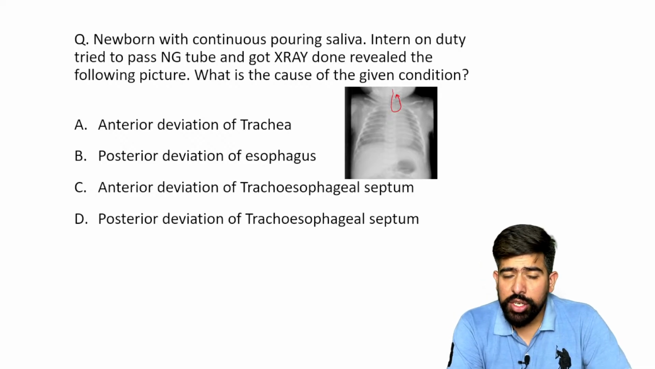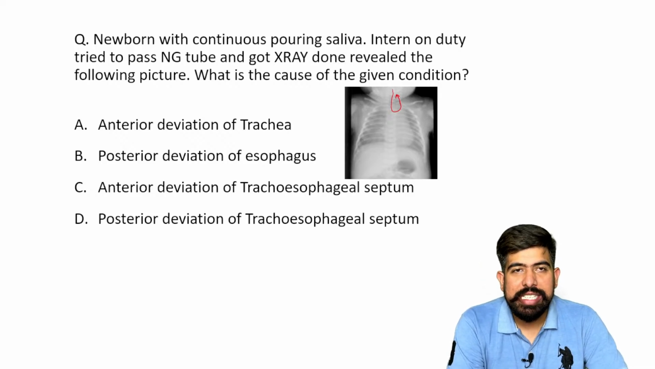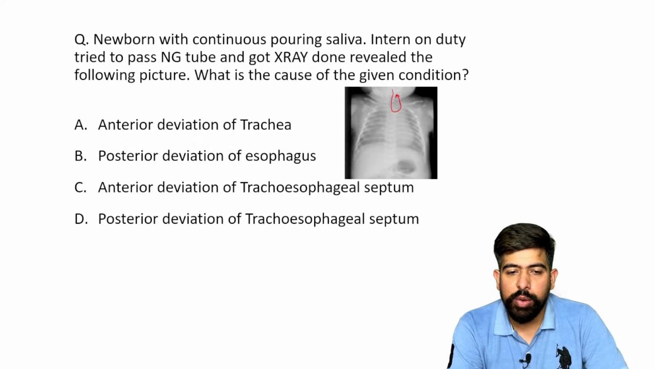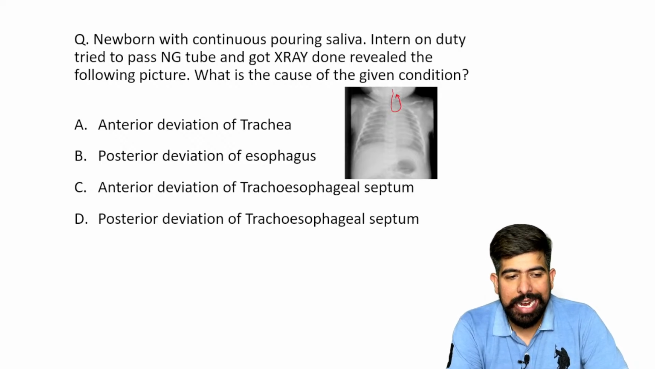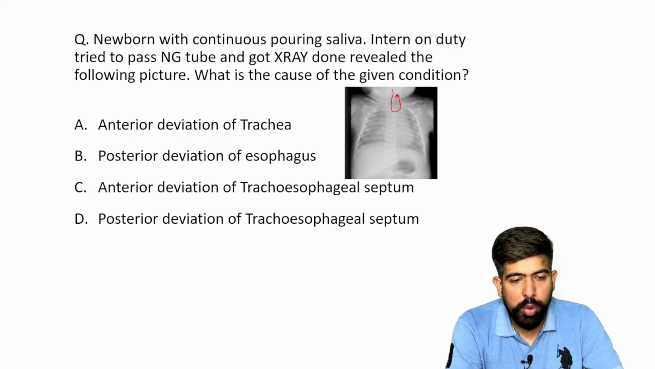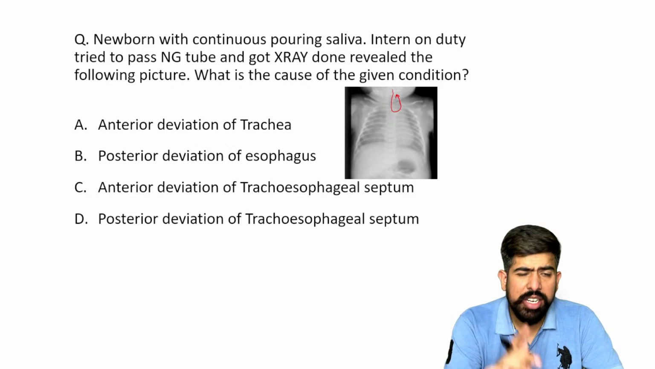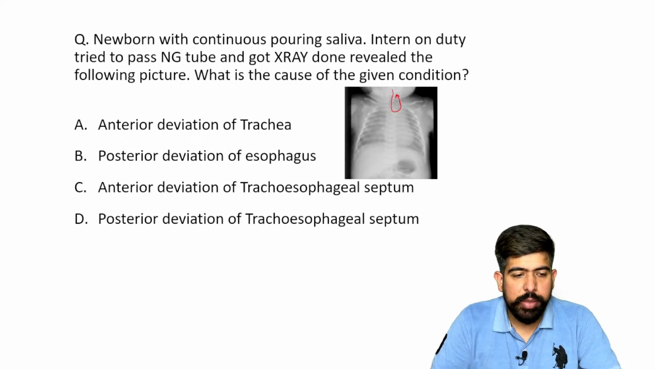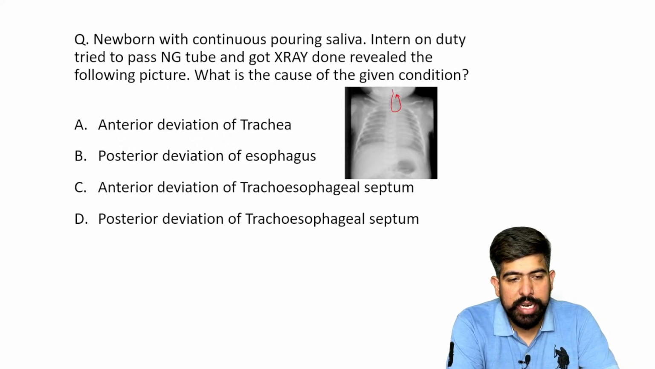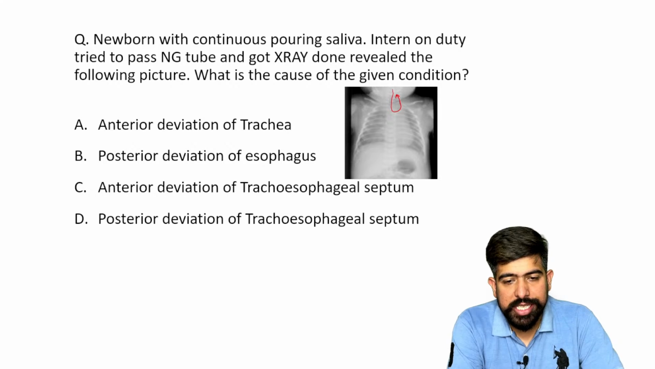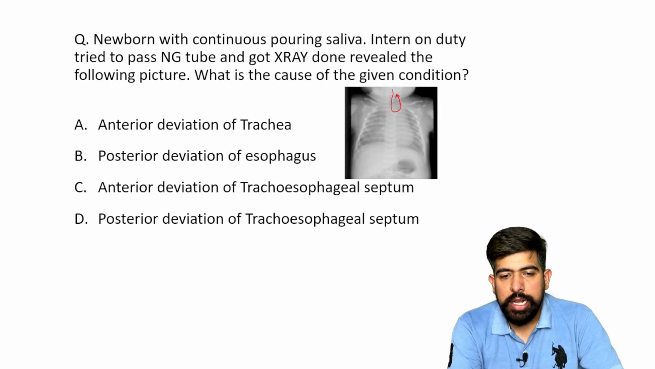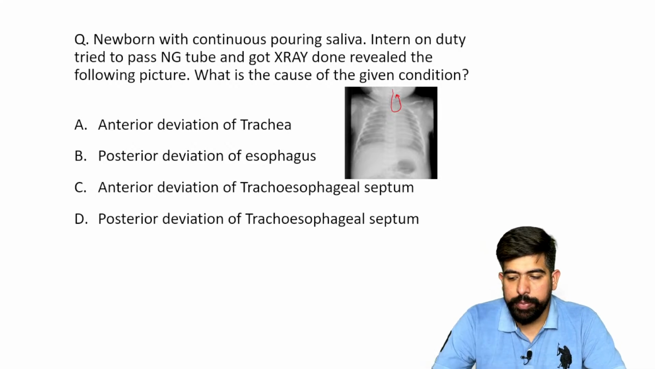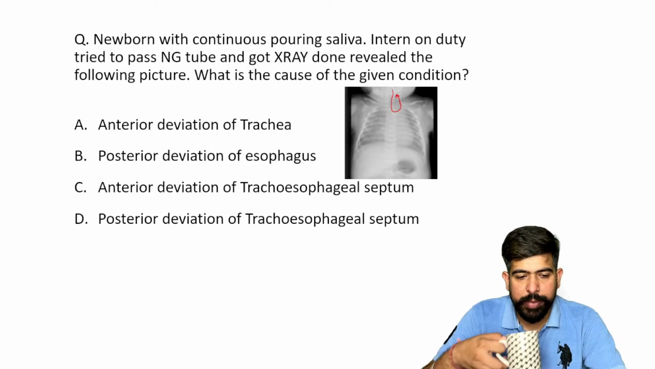B, posterior deviation of the esophagus, C, anterior deviation of the tracheoesophageal septum, and D, posterior deviation of the tracheoesophageal septum. Now, try to answer me in the chat box. I'm waiting for your answers, guys. This is a very good question they asked you, with a radiological image, right?